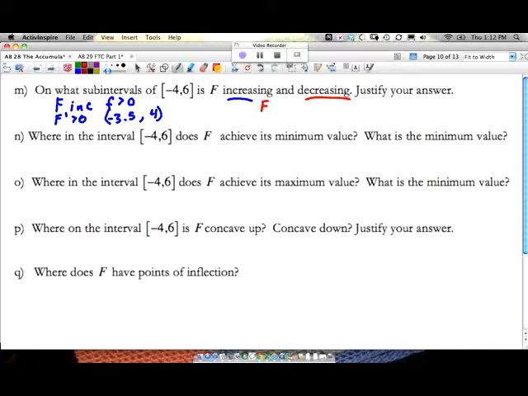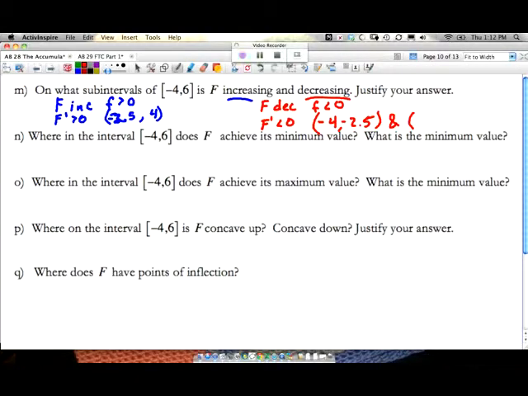Now for the other part, for capital F decreasing, which is capital F prime less than 0, or little f less than 0, that's happening on two intervals. It's from negative 4 to, oh, this should be negative 2.5, pardon me. Negative 4 to negative 2.5.